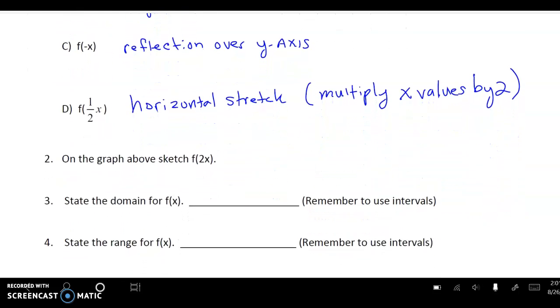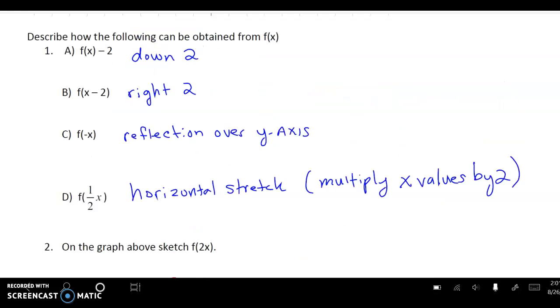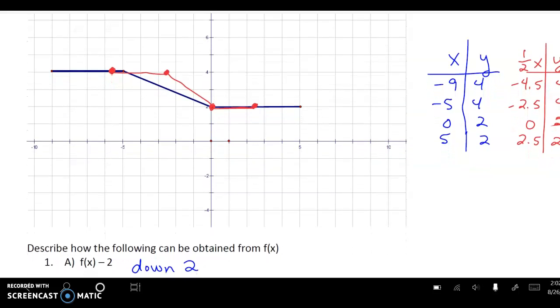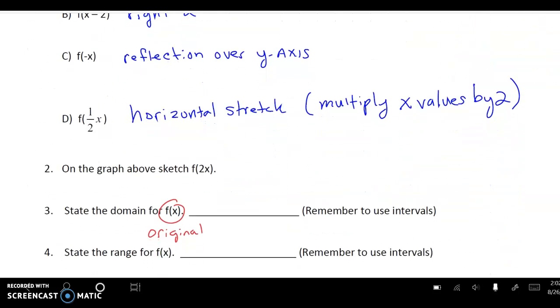Number 3, state the domain for f of x. So this is the original graph. Okay, so if we look at the original graph, the values on the left all the way to the values on the right for x is the domain. So -9 to 5. For number 4, state the range for f of x. The range is the y values. The lowest y value is +2. The highest y value is 4. Every other value is included.